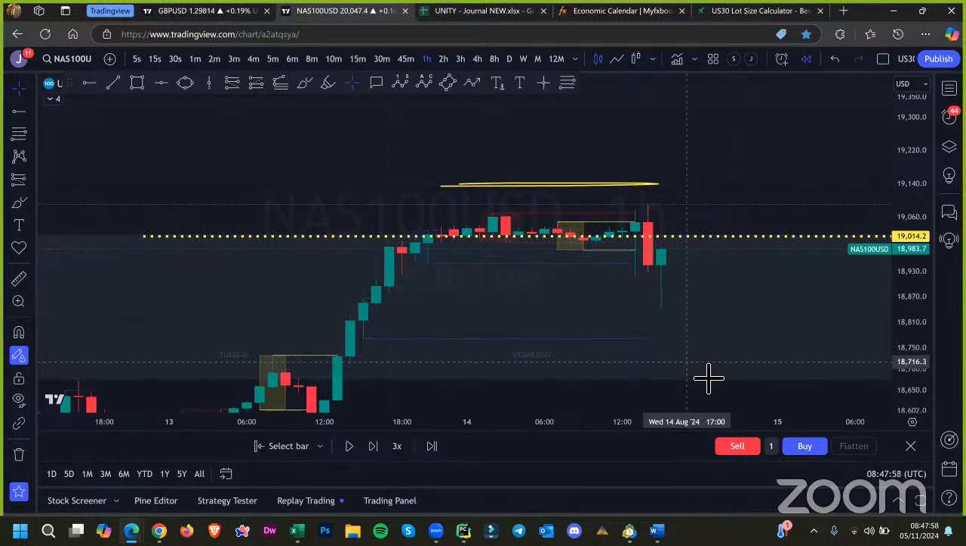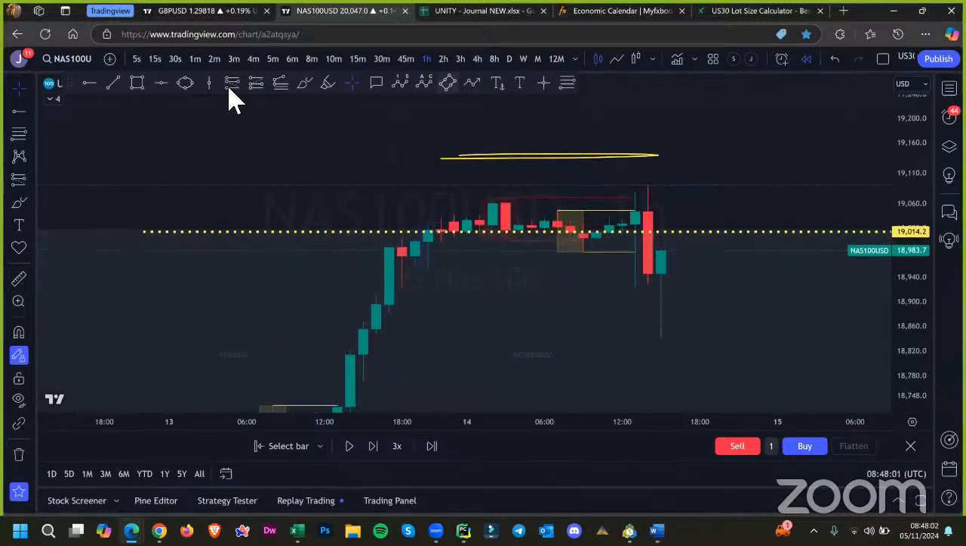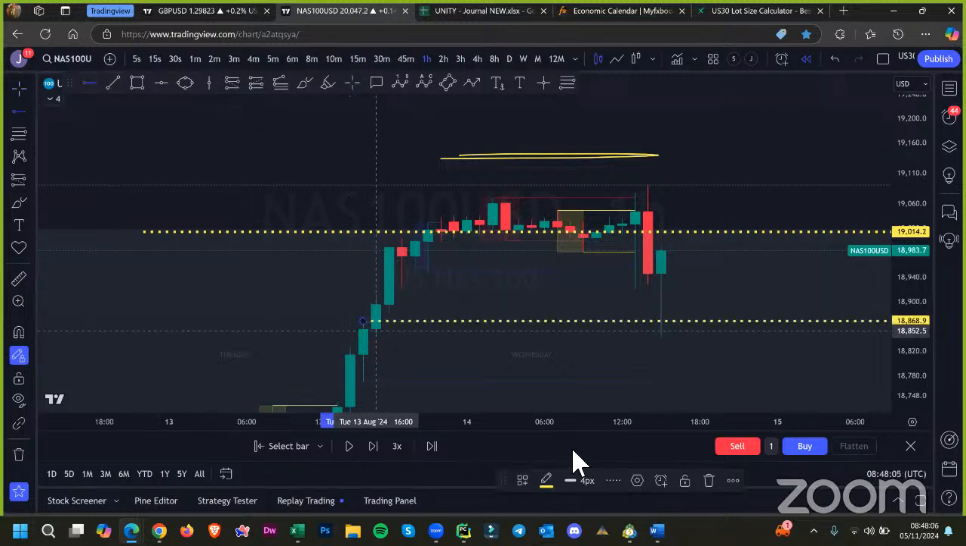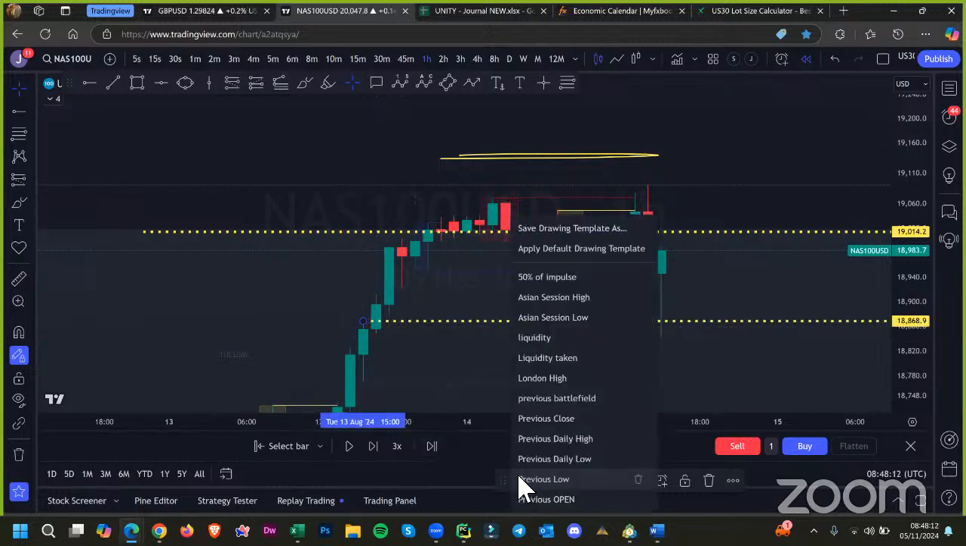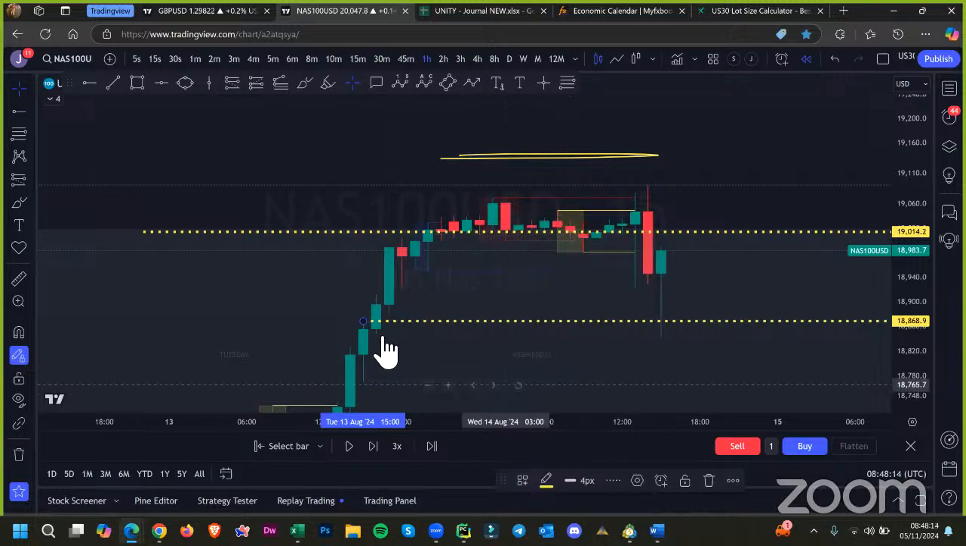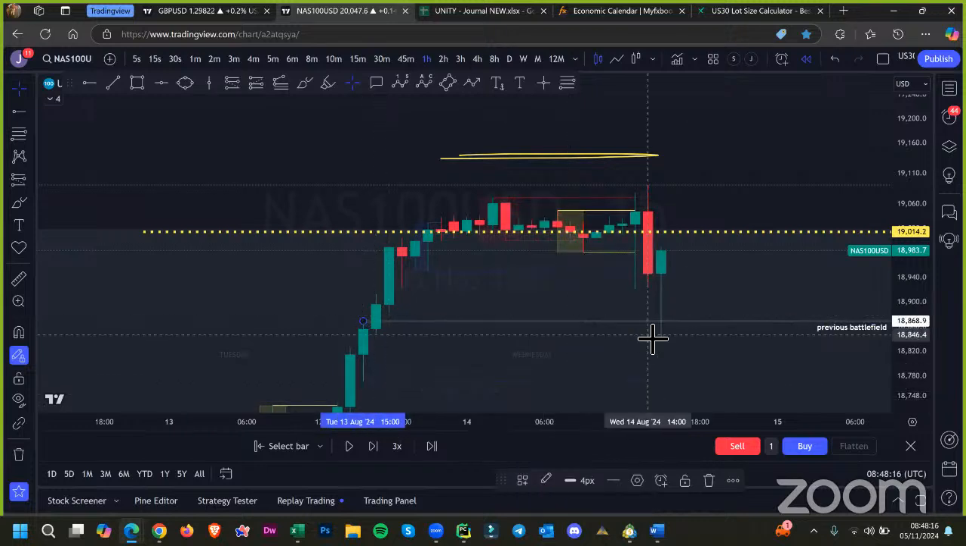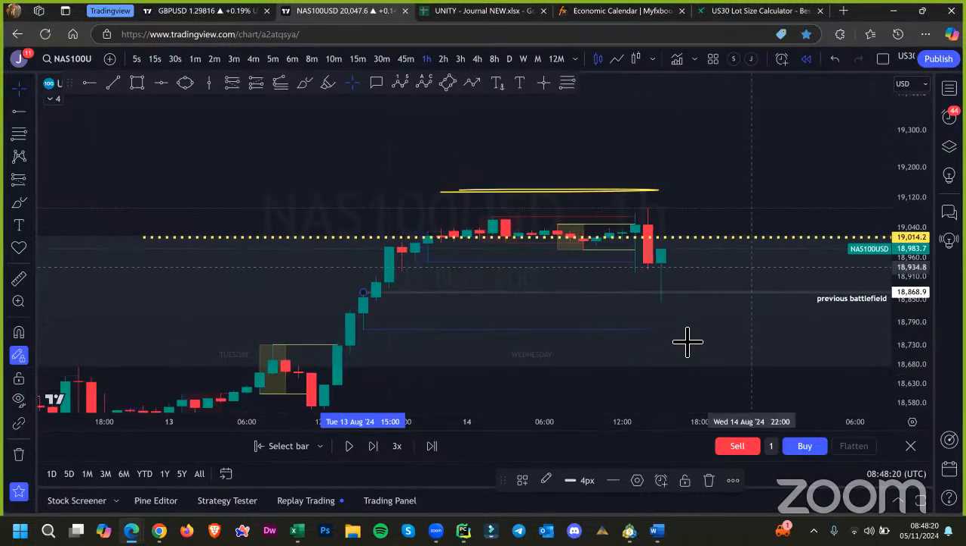I can see that by my eye. Yeah, but that's where we're sitting, and we're also sitting on a previous battlefield, which is this high, which is a London. You might not be able to see. Is a previous London, so New York, because New York is blue, session high over here. Previous battlefield we just tapped into.